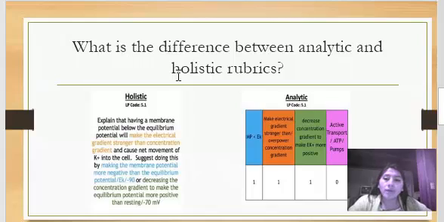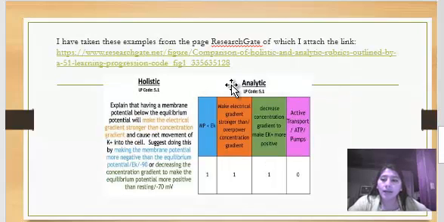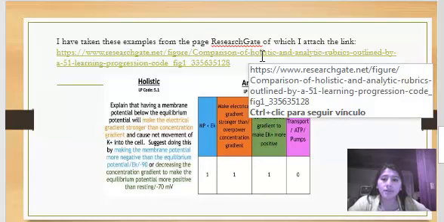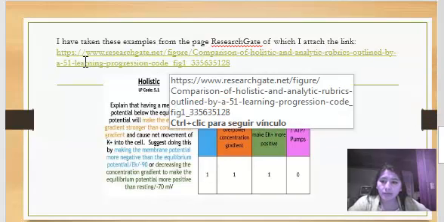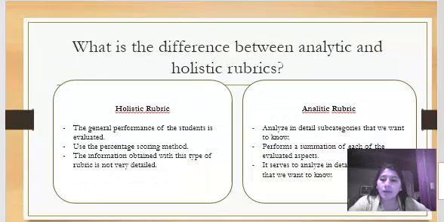The other question is, what is the difference between analytic and holistic rubrics? I have taken these examples from the page ResearchGate, of which I attached the link. This is the link.